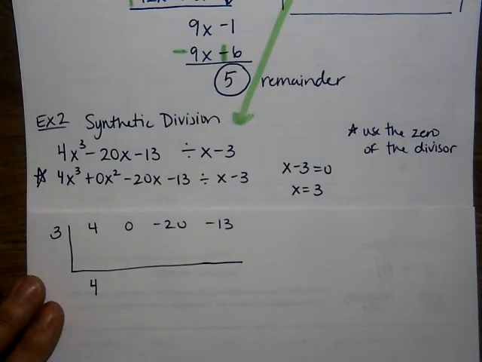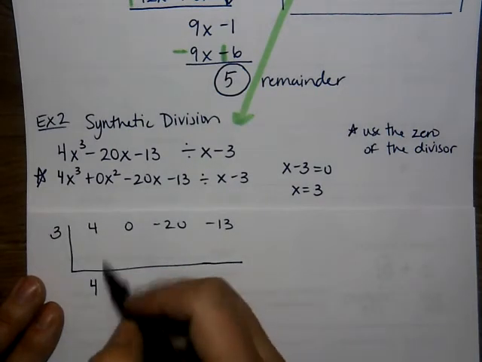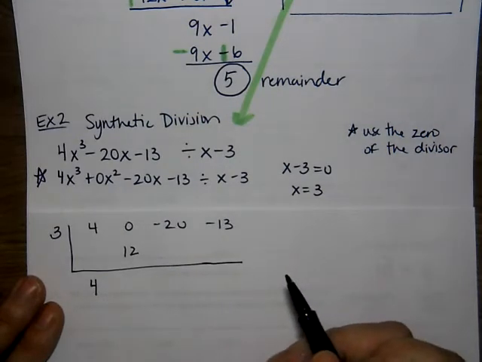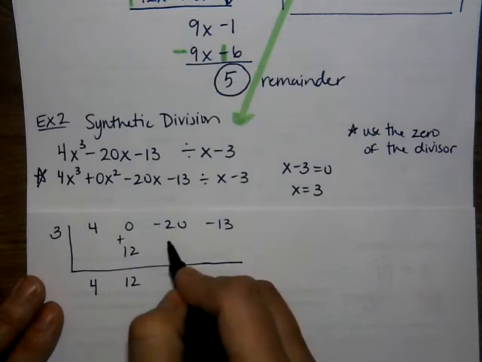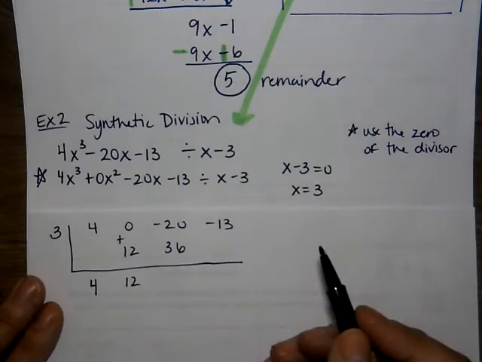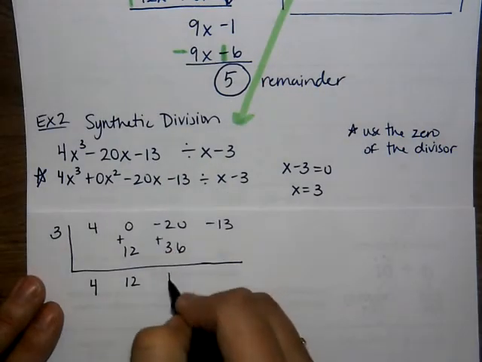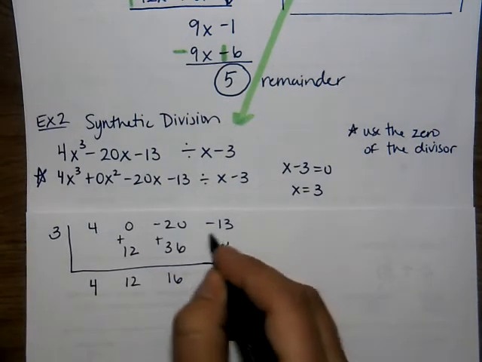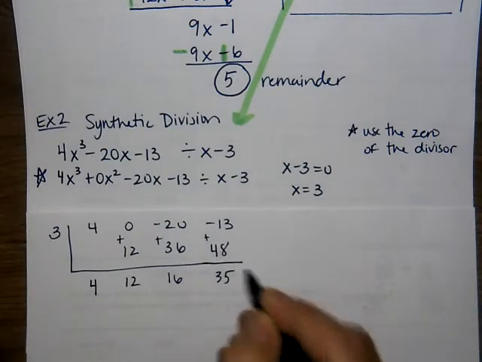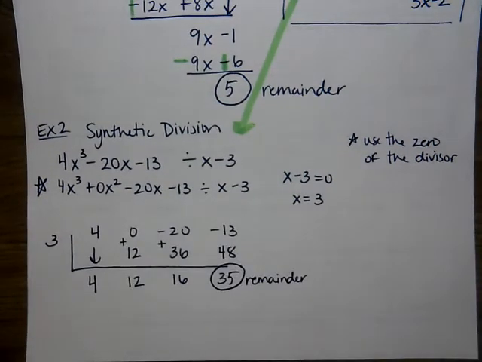So I drop down the 4, and then I multiply those together to get 12. That goes there. And then I add to get 12, and I multiply to get 36. And then I add to get 16, and then I multiply to get 48. And then I add to get 35, and that represents my remainder. You with me? Any questions?